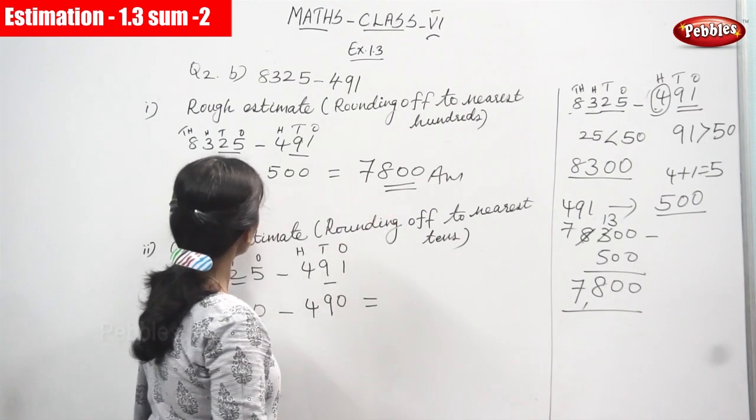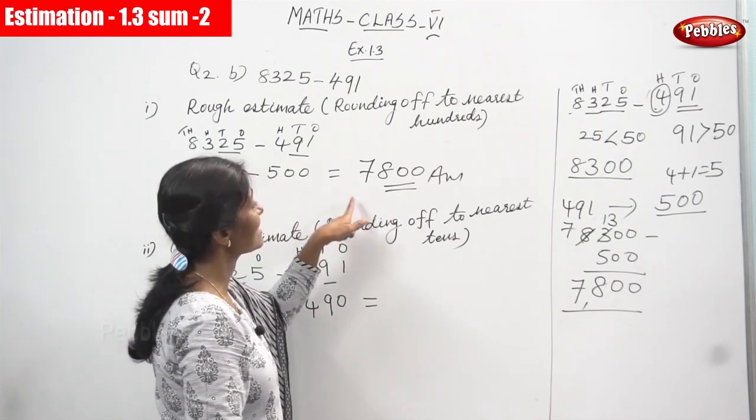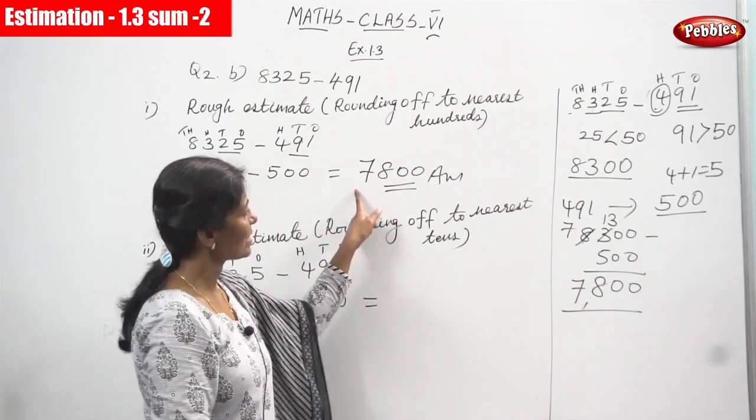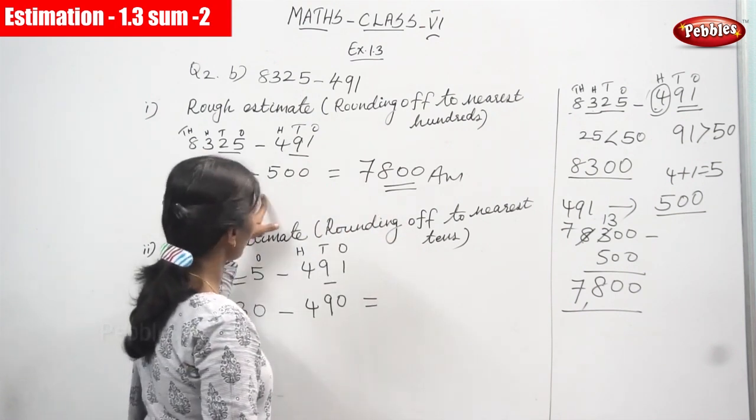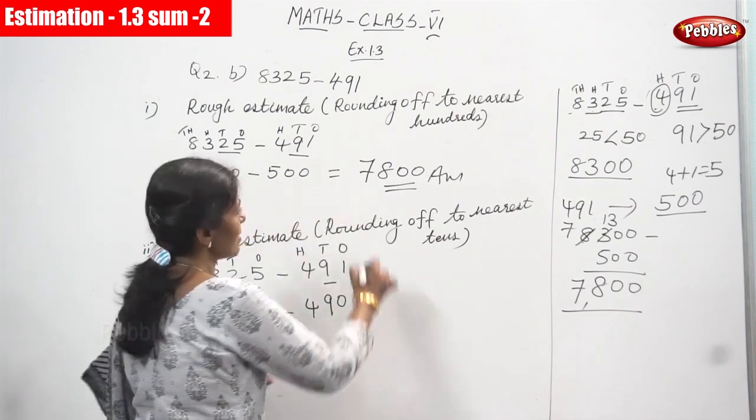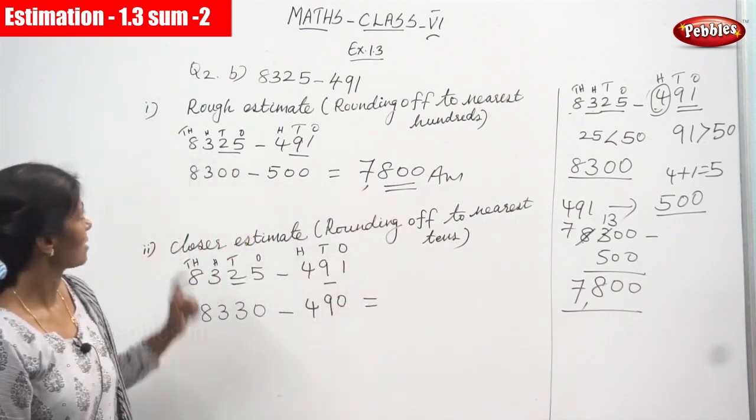Sorry. 8,300 minus 500, the answer is 7,800. This is the right answer for that question. 8,300 minus 500, you can get 7,800. This is the right answer for the first rough estimate.